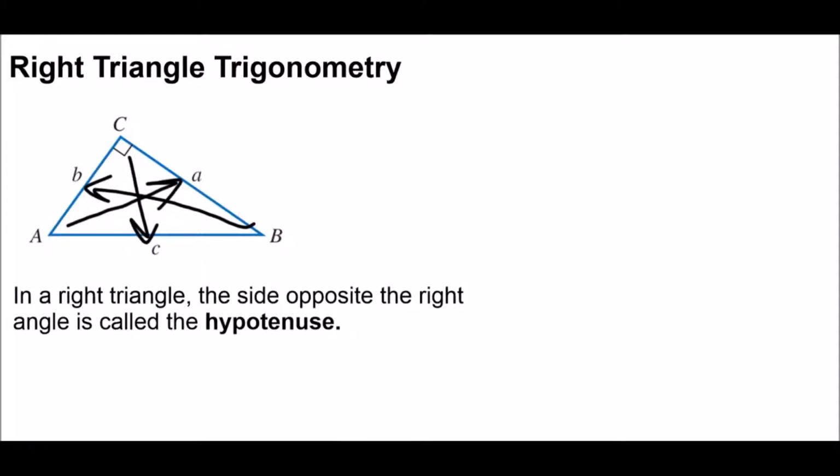But C is actually the most important one in this triangle, because side C is the hypotenuse. In a right triangle, the side opposite the right angle is called the hypotenuse. And angle C is your right angle. That's what makes this a right triangle. The hypotenuse is always the side opposite the right angle.